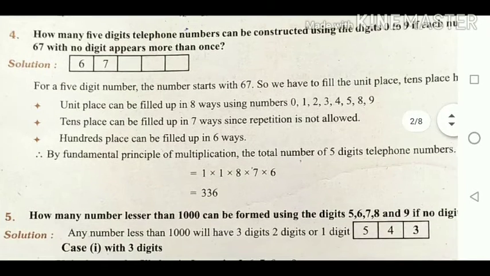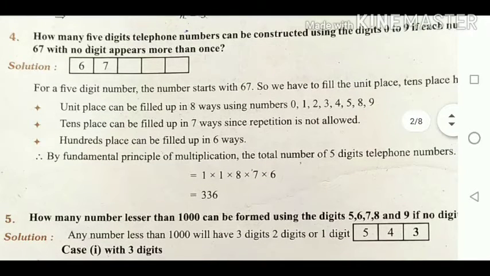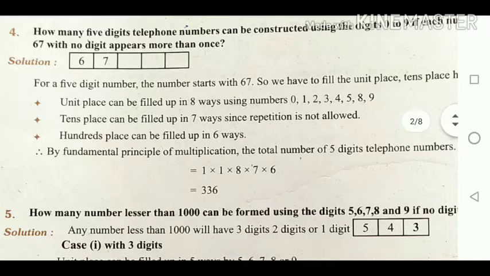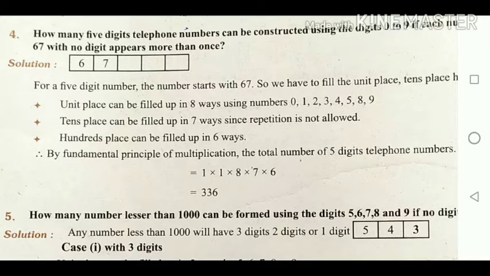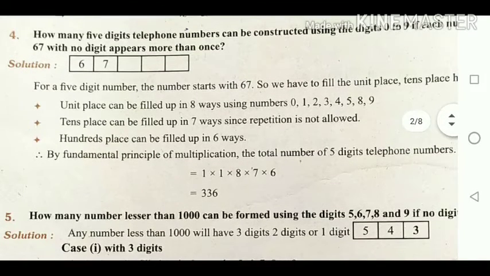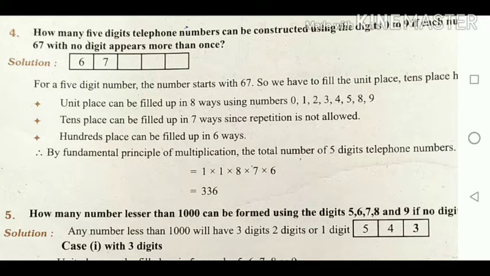Then the fourth sum: how many 5 digit telephone numbers can be constructed using the digits 0 to 9 if each number starts with 67 and no digit appears more than once? Here they said the 5 digit telephone number, the first 2 digits are given as 6 and 7. The remaining 3 digits we have to write from 0 to 9, except 6 and 7, because 6 and 7 are already there. So you may write 0, 1, 2, 3, 4, 5 and 8 and 9.